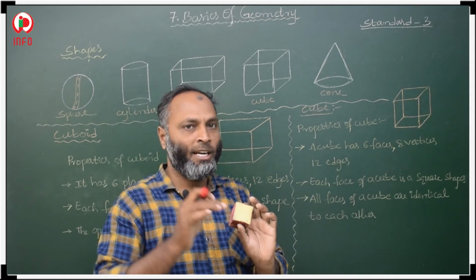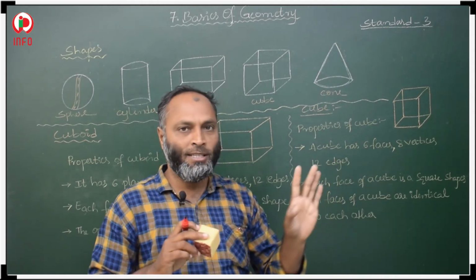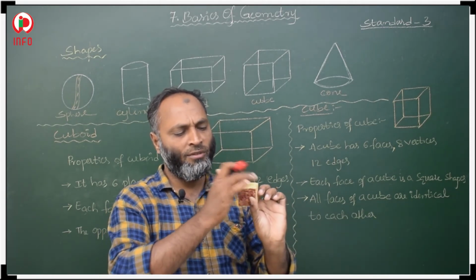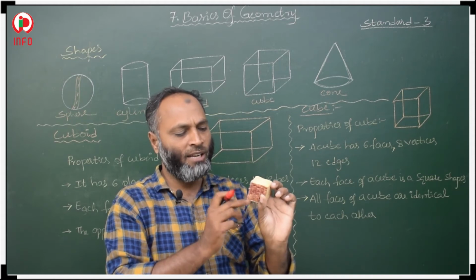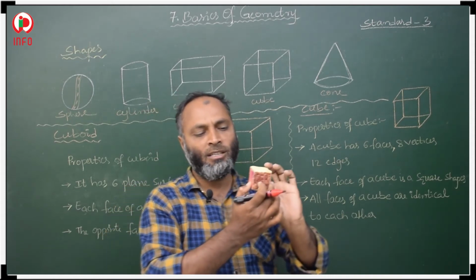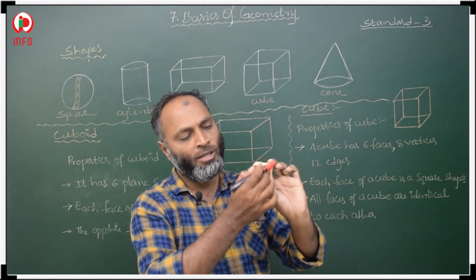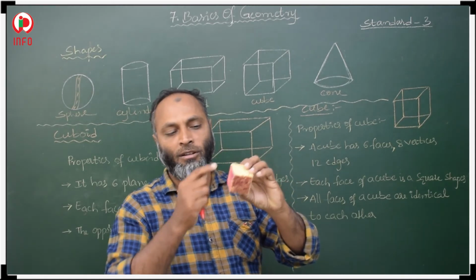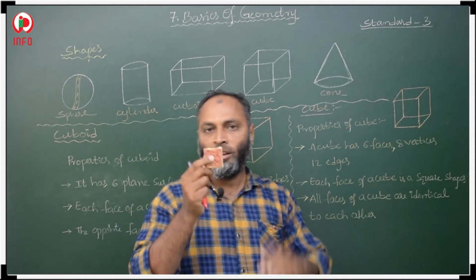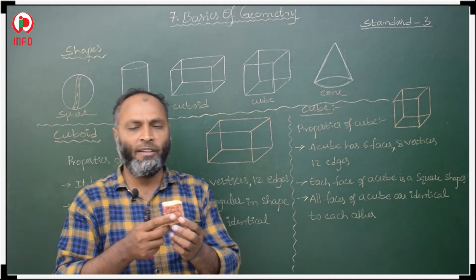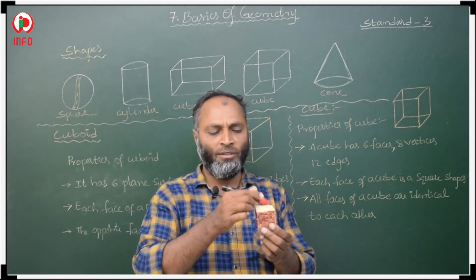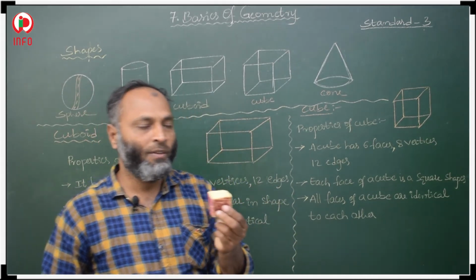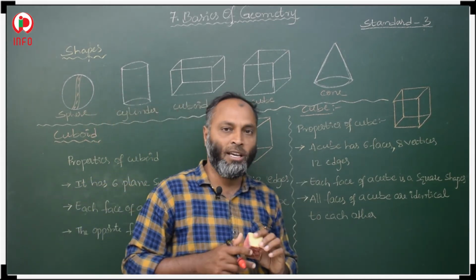Vertices and faces, edges, all these are the same. 12 edges. Once you count 1, 2, 3, 4, 5, 6, 7, 8, 9, 10, 11, 12. Total how many edges? 12. Once you count with a pencil, then you can know. So, total 12 edges and 8 vertices, 1, 2, 3, 4, 5, 6, 7, 8. Total 8 vertices and 12 edges and 6 faces you have.